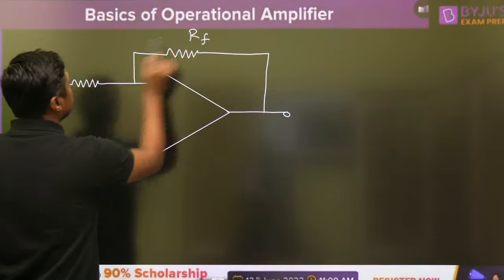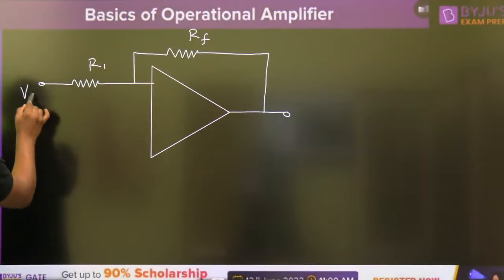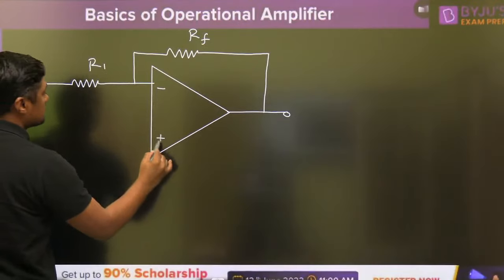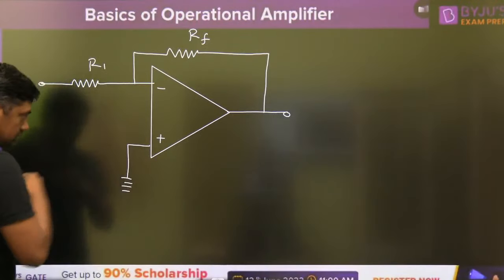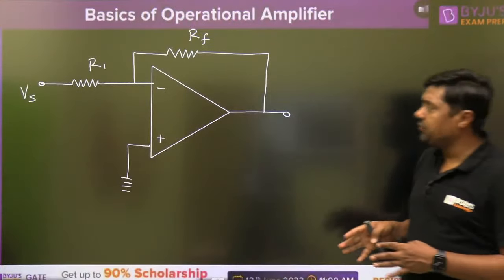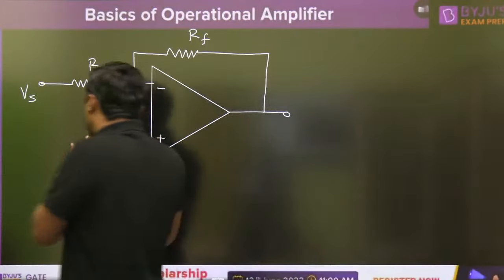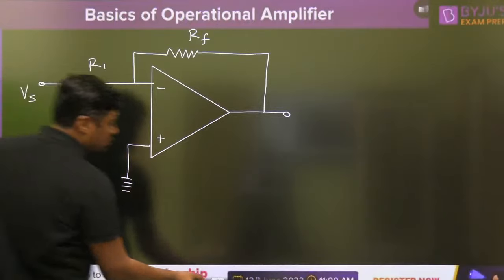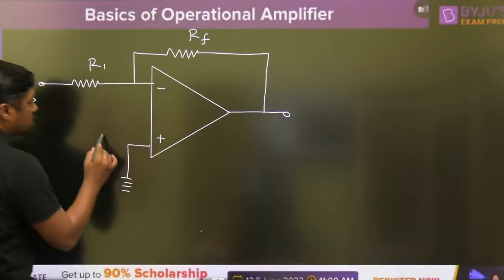This is RF, this is R1, this is Vs, right. Now try to understand. This is an inverting operational amplifier. Everyone has an idea about that. We are using the virtual short concept. What is the meaning of the virtual short concept?